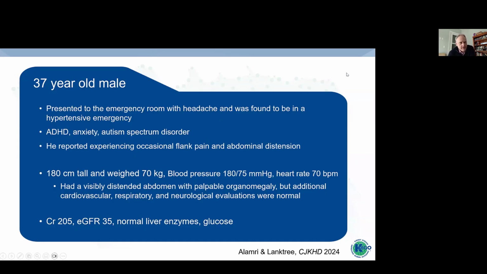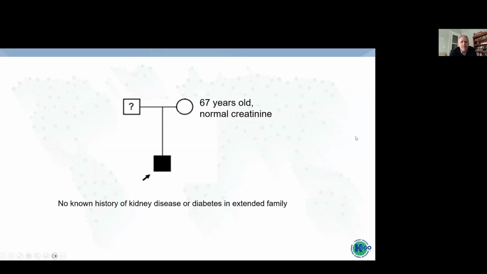So I would like to start with the case of a 37-year-old who came to the emergency room with headaches and was found to be in a hypertensive emergency. He had a past medical history of attention deficit hyperactivity disorder, anxiety, and autism spectrum disorder. He reported occasional flank pain and abdominal distension. His blood pressure was elevated and he had a visibly distended abdomen with palpable organomegaly, but his exam was otherwise rather unremarkable. He was found in the emergency room with an elevated creatinine at the age of 37, with normal liver enzymes and glucose. Family history indicated no history of kidney disease, kidney failure, or diabetes.